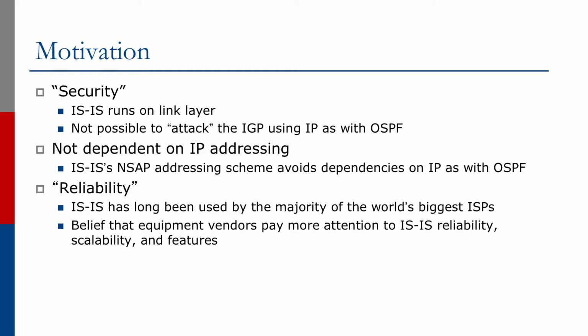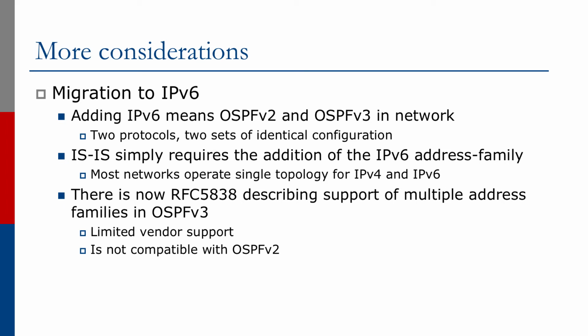We've covered previously the motivations: that ISIS runs in the data link layer, is perceived to be more secure than OSPF, which runs on top of IP. We've seen that ISIS is not dependent on IP addressing. And the perception that ISIS has been used for so long by so many of the world's biggest network operators that somehow the equipment vendors would probably be paying more attention to ISIS reliability, scalability, and features than they would do with OSPF. And also the migration to IPv6.